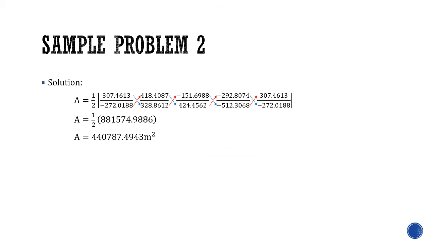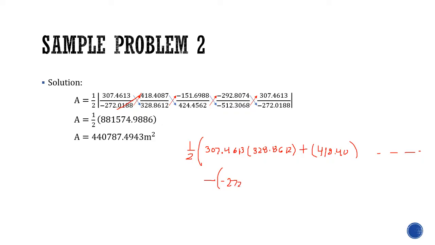And so, kasi ang tamang solution yan, ganito pa. Naka 1/2 times 307.4613 times 328.8612 plus 418.40 something hanggang dulo-dulo, tapos magkakaroon pa ng minus, yung pabalik naman, kaya minus negative 272.0188 times 418.4087 minus 328 and so on and so forth.